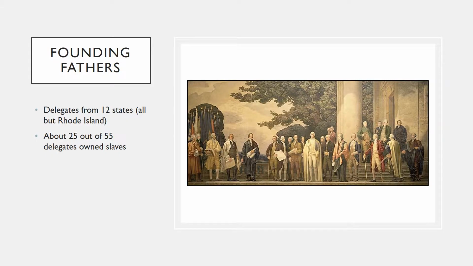Just a quick background on some of the founding fathers, the ones that were at the convention. The convention was made up of delegates from 12 states. All the 13 original colonies sent delegates, with the exception of Rhode Island, who was afraid of losing their state sovereignty. Out of the 55 delegates there, about 25 of them were slave owners. So close to half of the delegates there were slave owners.